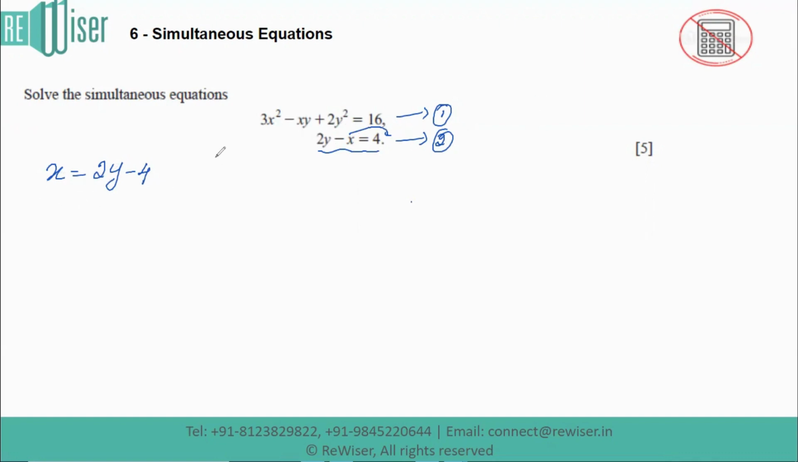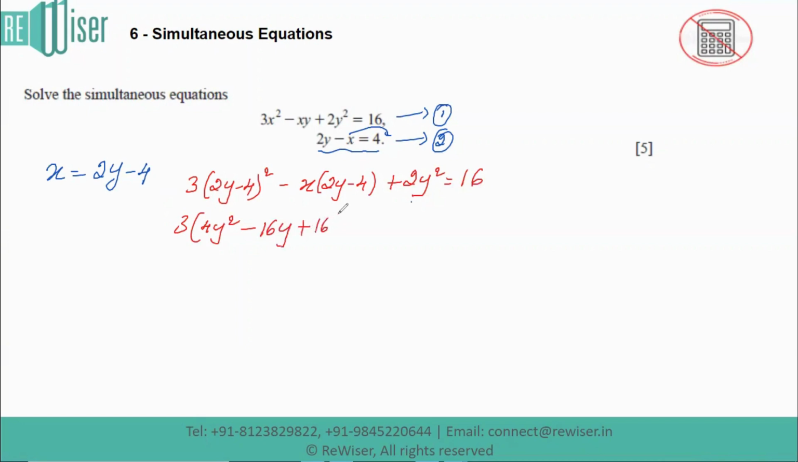So when I do that, it's going to be 3 times (2y minus 4) whole square, minus x times 2y minus 4, then plus 2y square, which we keep as it is, equals 16. Now I need to expand and simplify this. Expanding, (a minus b) whole square is a square, which is (2y) whole square, that is 4y square, and minus 2ab, which is minus 2 times 4, which is 8, and 8 times 2 would be 16, so minus 16y plus 16.